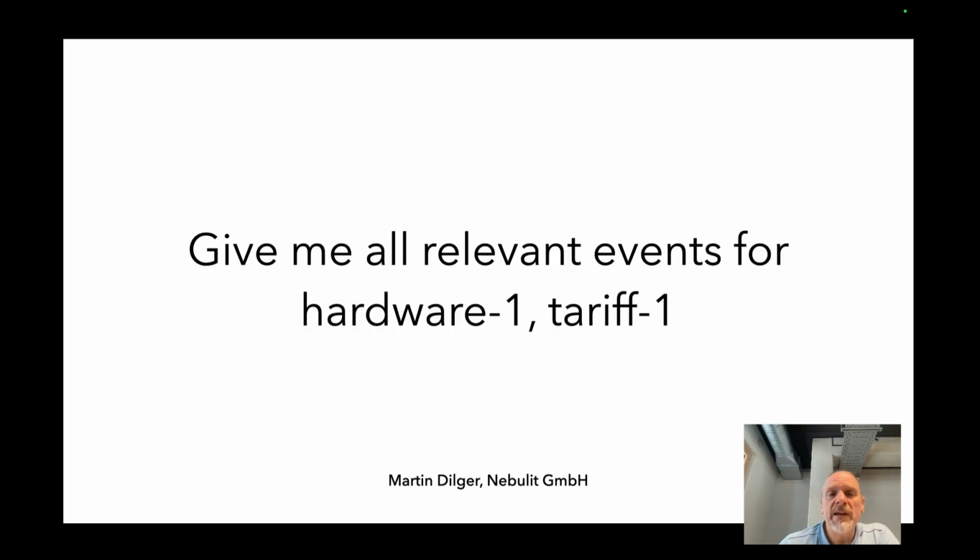And that's the neat thing. Now we can just query, give me all relevant events for hardware 1 and tariff 1. And then I get all those events which are relevant for my decision. And this is only for one certain slice. So basically, technically, what you can think of it, we no longer have these big aggregates that span multiple slices. We have one tiny little tailor-made aggregate per slice. Every slice has its own tiny little aggregate.